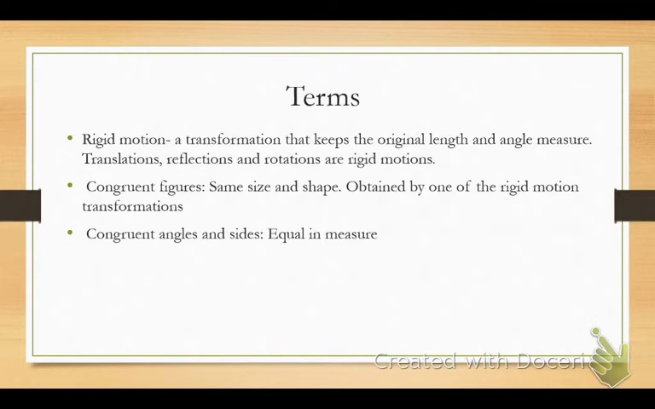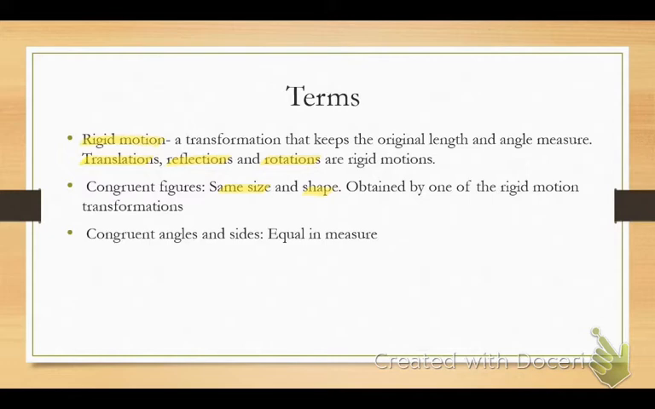in this lesson. The first one is rigid motion. A rigid motion transformation keeps the original length and angle measure in the figures. So which types of transformation are rigid motions? Translations, reflections, and rotations, which is why this lesson comes after we learned those three. Okay, so congruent figures have the same size and shape, and they are obtained by one of our rigid motion transformations. It sounds real fancy.